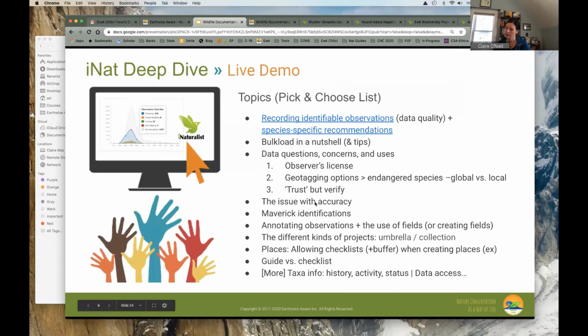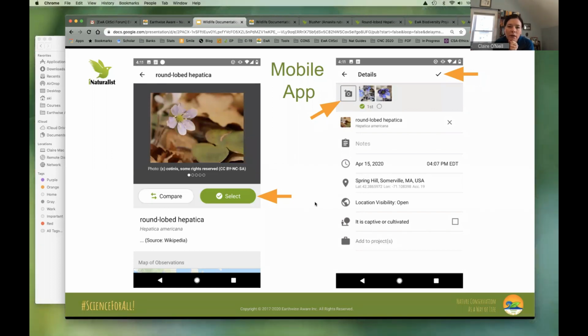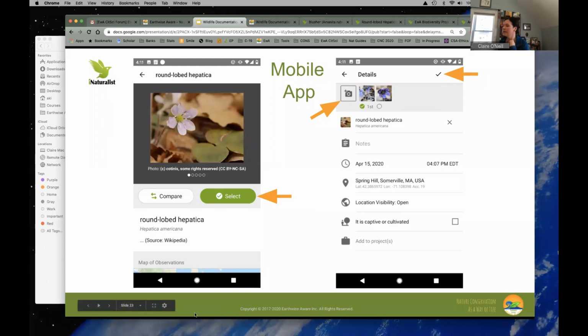Let me see. Yes. Question about just the app. So that's the phone app there. No, I don't think so. So, all right, I'm going to continue then.